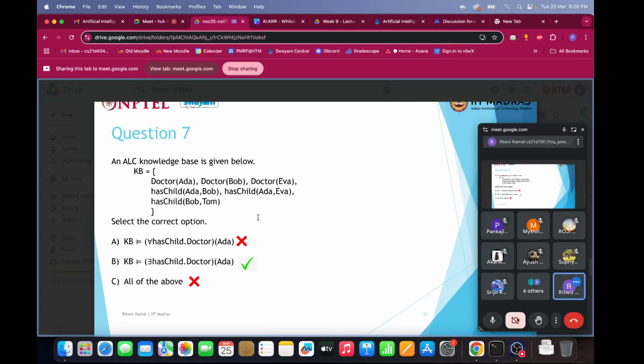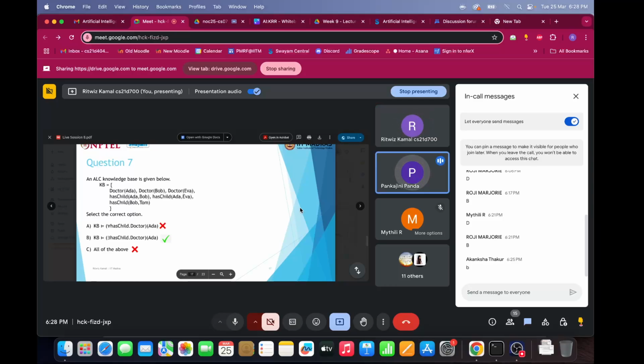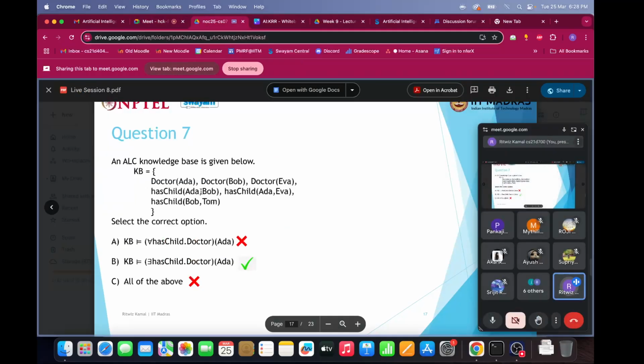Any doubts there? Sir, what does "had child Ada above" mean? I think it means Ada has a child named Bob.